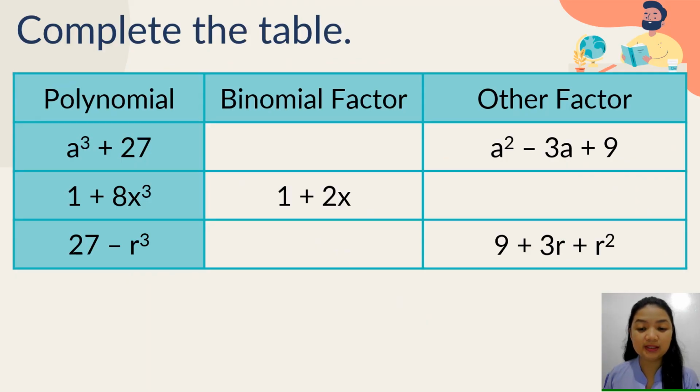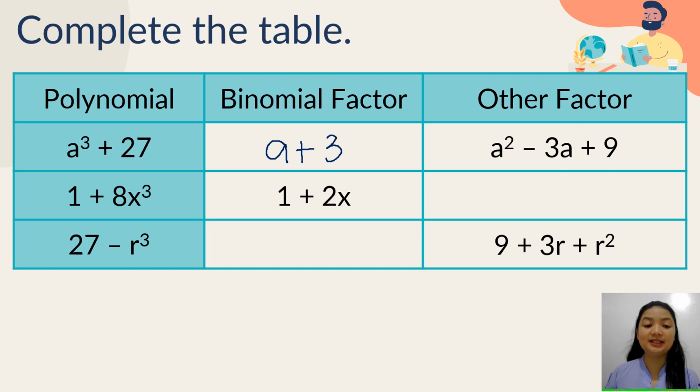So let us have this table. Let us complete this table. Let us find the binomial and the trinomial factors of the given. So I have here a cubed plus 27. What is the binomial factor of a cubed plus 27? Yes, to get that, we get the cube root of a cubed and 27, which is a plus 3.